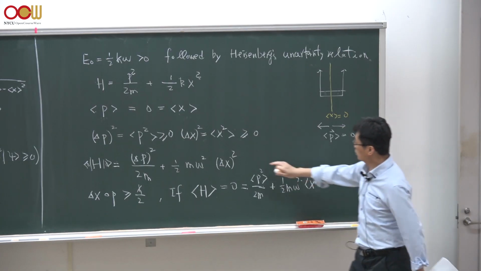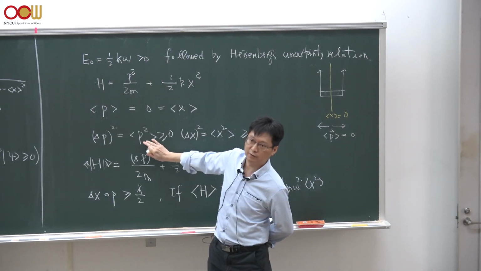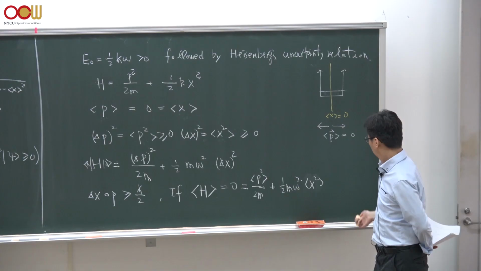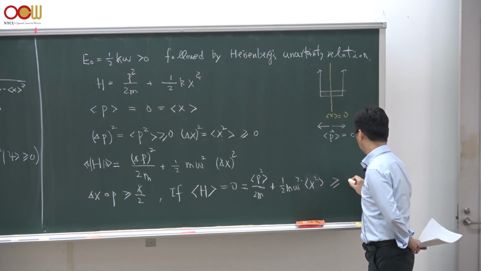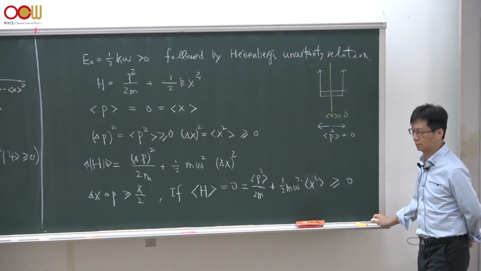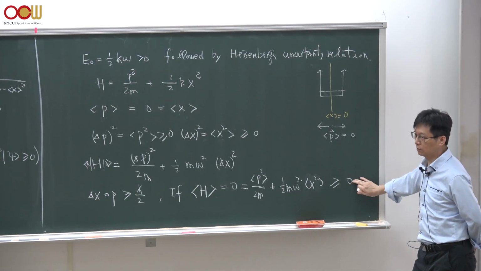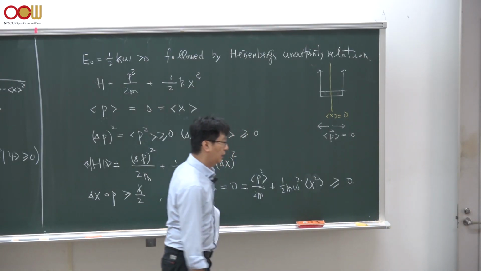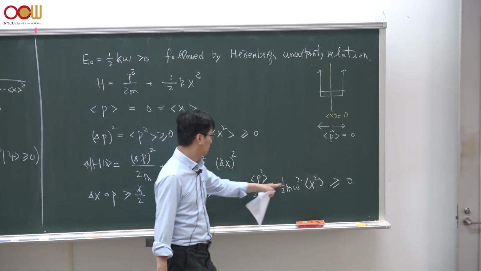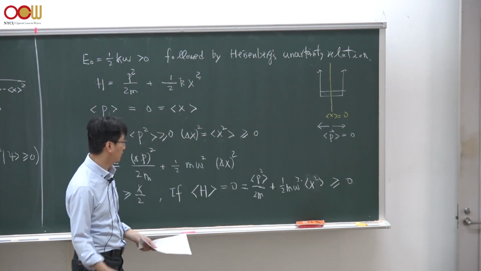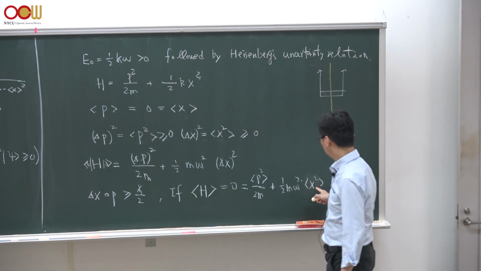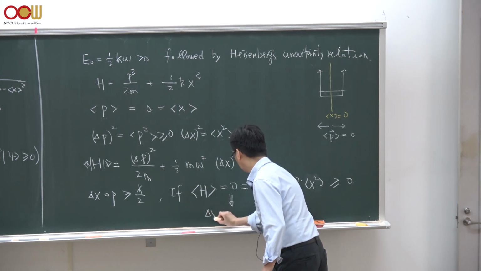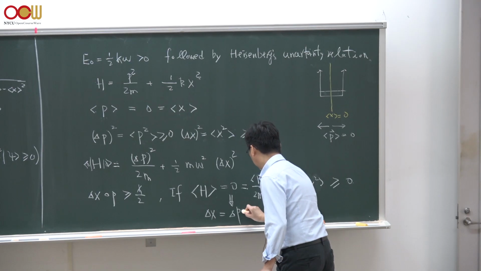Okay, so as I mentioned, both x squared average and p squared average are positive or 0, so you add them up, and the sum of these two should always be greater than or equal to 0. Right? And 0 is the lower bound of this summation of these two terms. But if this H average is 0, and it is the sum of these two square averages, it indicates that both p squared average and x squared average should be 0, right? So this immediately tells us that both delta x and delta p should be 0.